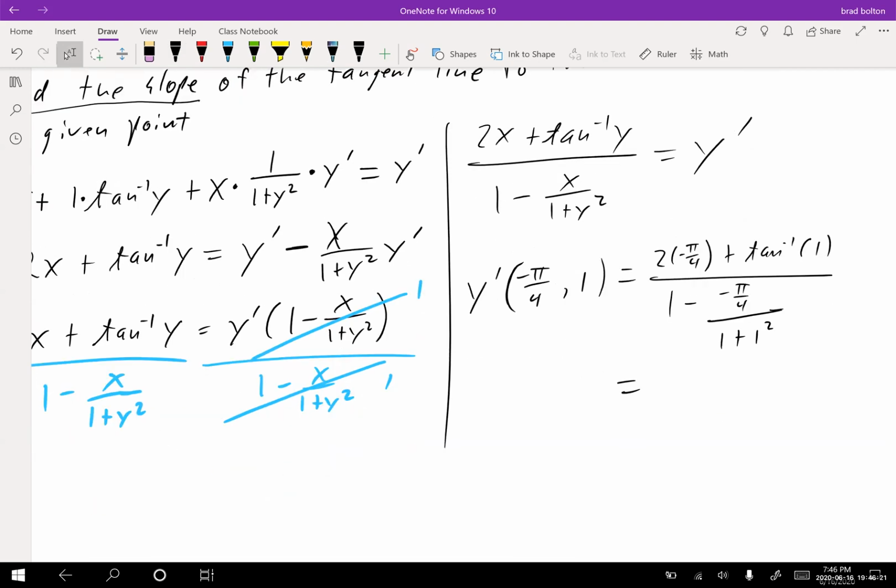Well, we know tan inverse of 1 is going to be pi over 4 because it's basically saying what angle would give you a tangent of theta equal to 1. So we know that that's the angle pi over 4.